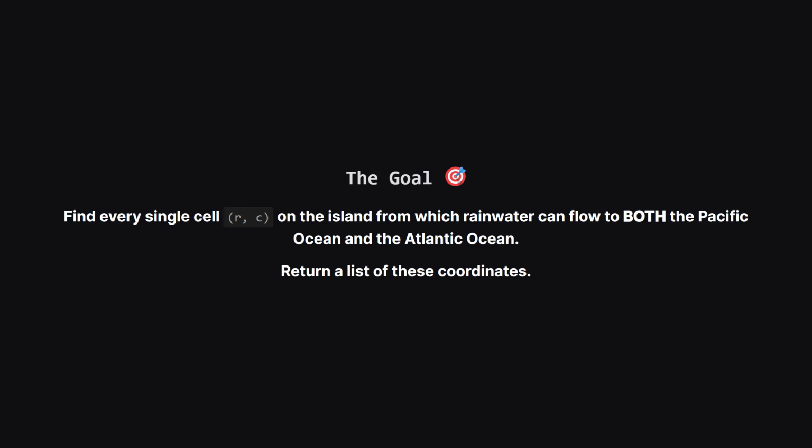Our ultimate goal is to find all the special starting points. These are the cells where, if it rained there, the water could find a path to the Pacific Ocean. And it could also find a path to the Atlantic Ocean. It doesn't have to be the same path, just that both are possible. We need to return a list of the coordinates for all of these special cells.